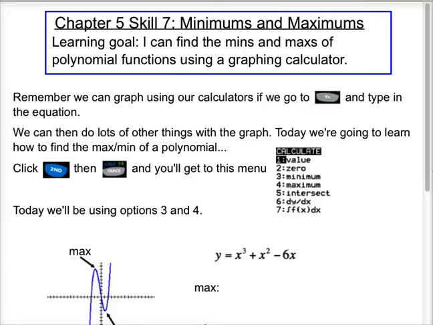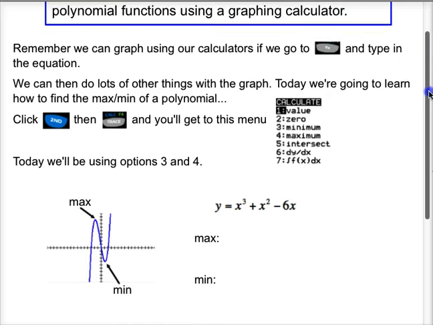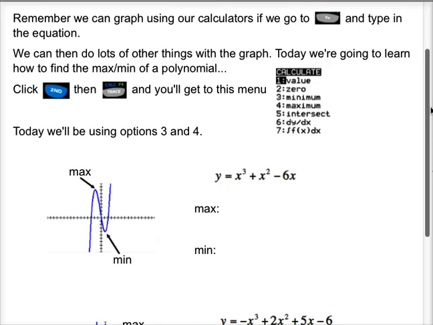Welcome back. So today we're going to take a break from talking about zeros. Today we're going to talk about minimums and maximums of these graphs. Now the cool thing is the calculator can actually calculate the mins and maxes for us. So that's going to be the focus of today, me showing you how to use your calculator to do this.